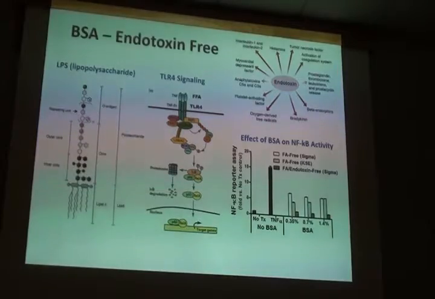When we did a test of our BSAs, we tested our fatty acid-free from Sigma, fatty acid-free from a different company called KSE, and then we purchased a fatty acid and endotoxin-free BSA from Sigma. What you see is when you just add TNF alpha directly, you get massive activation of the TLR4 inflammatory signaling pathway.